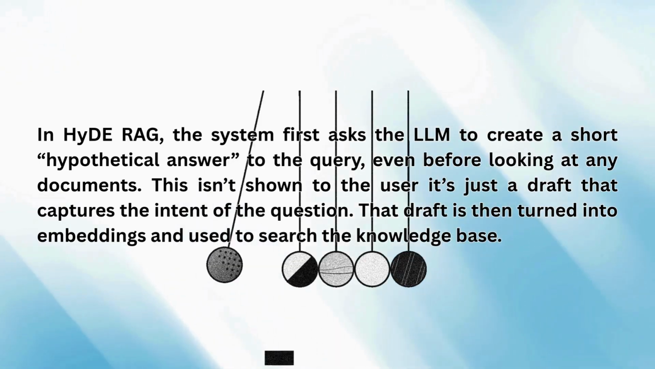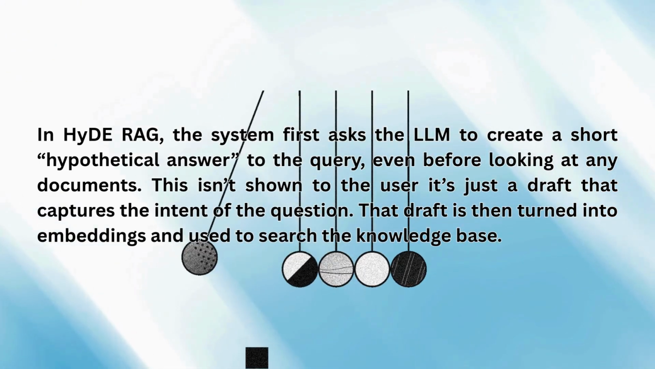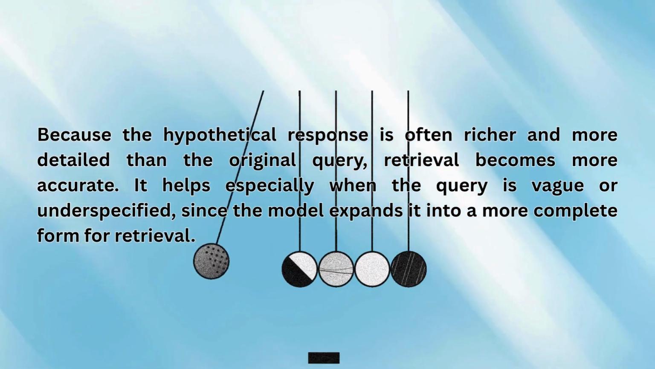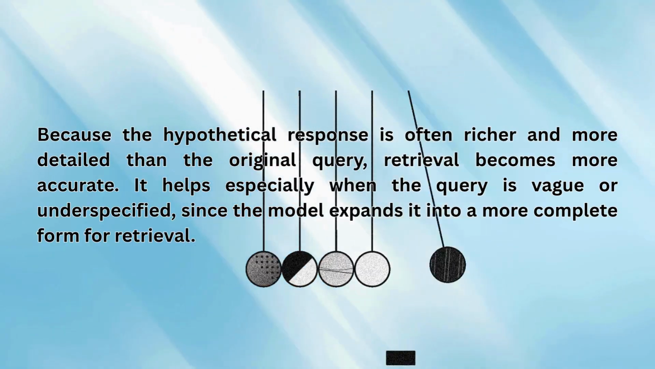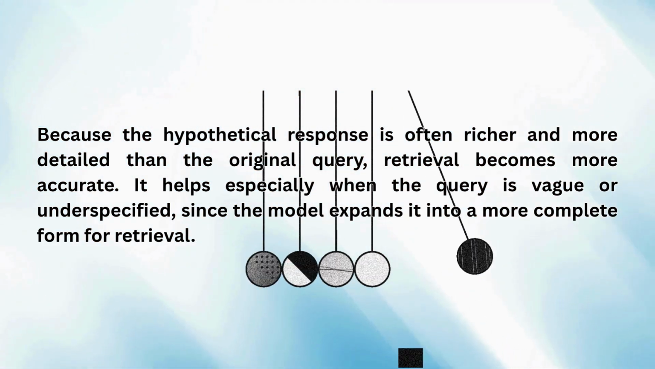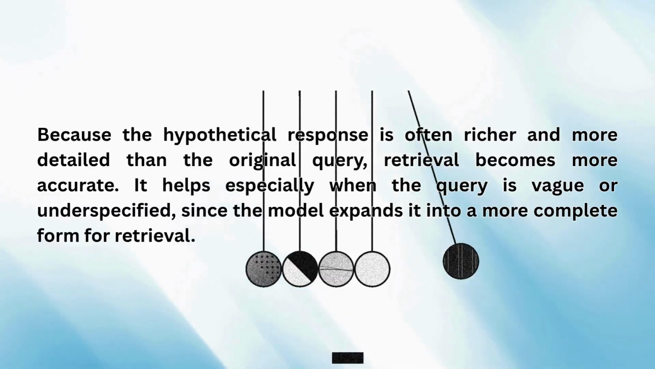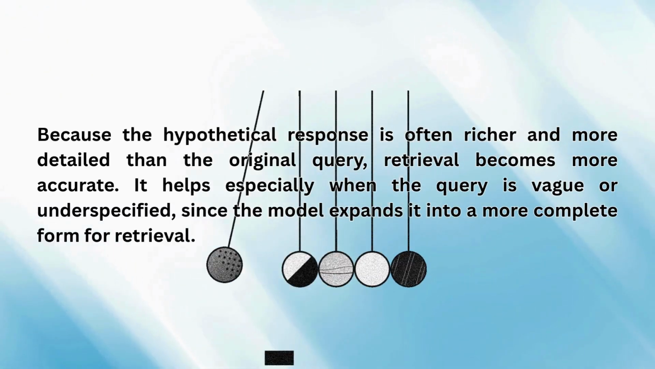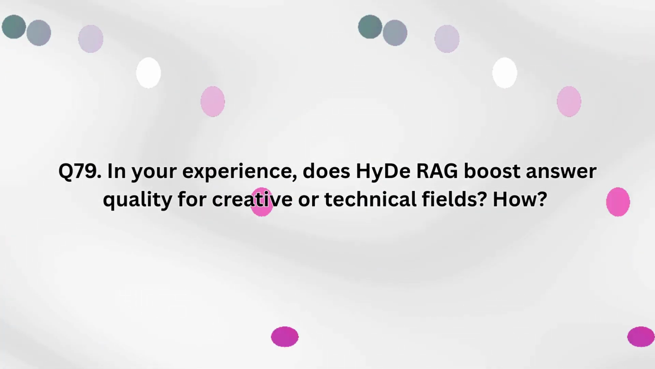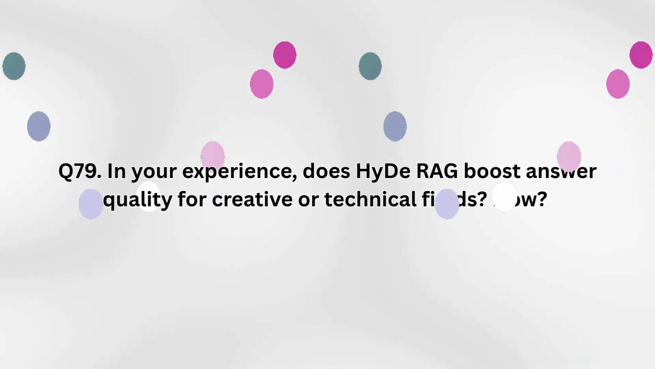That draft is then turned into embeddings and used to search the knowledge base. Because the hypothetical response is often richer and more detailed than the original query, retrieval becomes more accurate. It helps especially when the query is vague or underspecified, since the model expands it into a more complete form for retrieval. In your experience, does HyDE RAG boost answer quality for creative or technical fields?